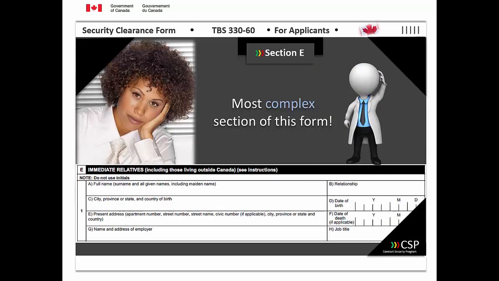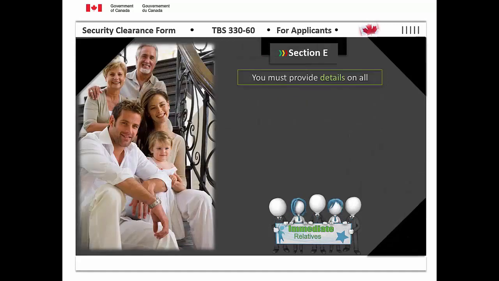Next up is Section E, immediate relatives. This is the most complex section of this form. Here are a few tips to help you complete it properly. You must provide details on all of your immediate relatives living in and outside of Canada.